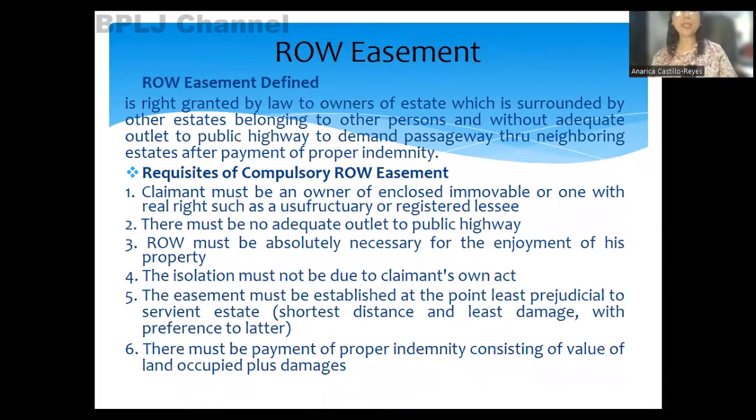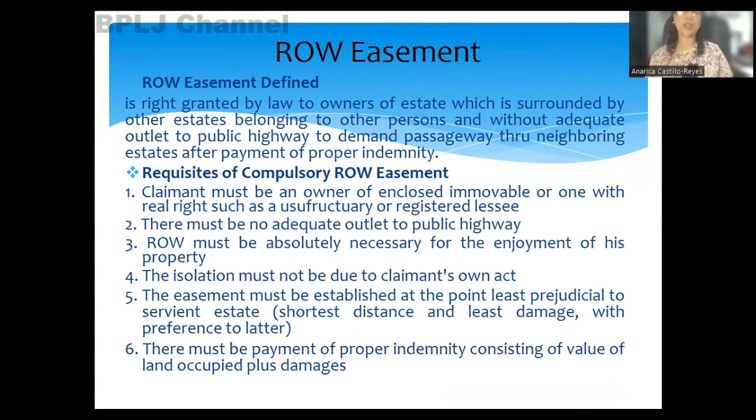Okay, right of way easement defined. It is a right granted by law to the owners of an estate which is surrounded by other estates belonging to other persons and without adequate outlet to the public highway, to demand a passageway through neighboring estates after payment of the proper indemnity.